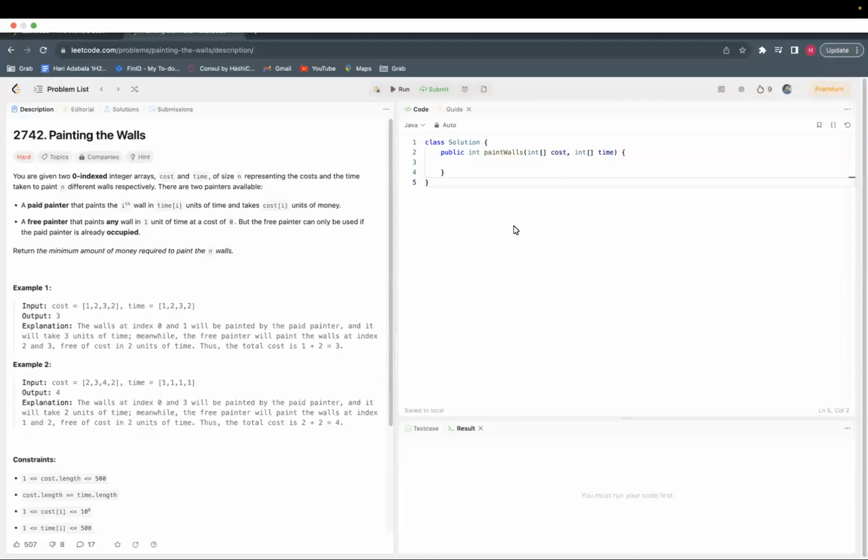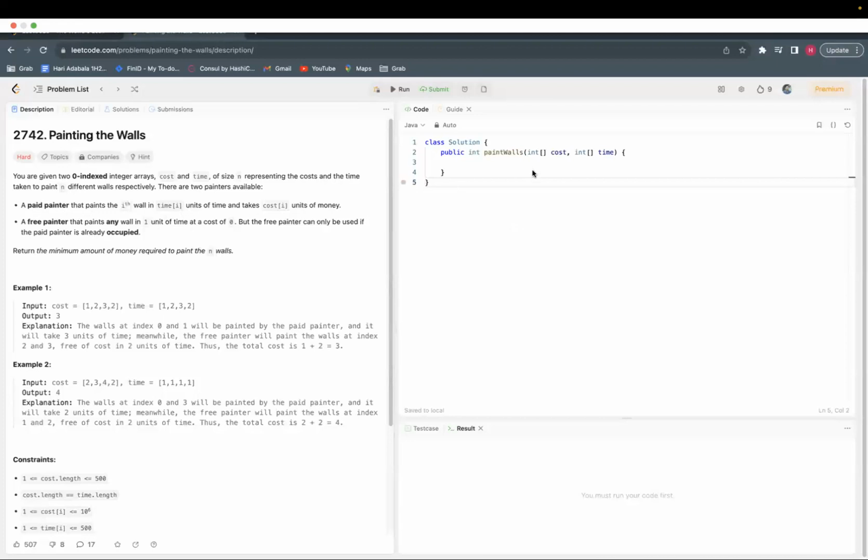Hi, today we are solving problem number 2742, painting the walls. We are given two zero-indexed integer arrays, cost and time of size n, representing the cost and time taken to paint n different walls respectively. There are two painters available.